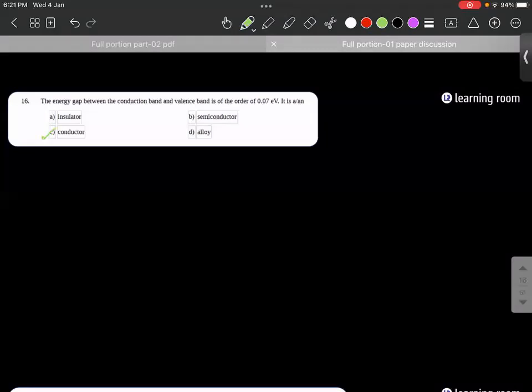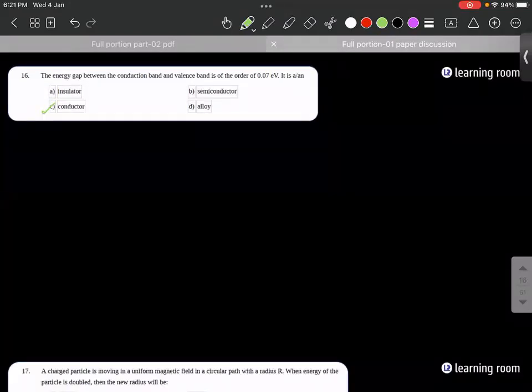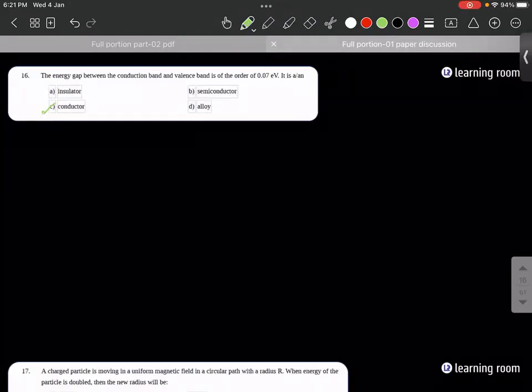It will be a conductor actually, because 0.7 electron volt comes for silicon, which is a semiconductor. It is 0.07 here, which is almost equated to zero. Hence it should be a conductor. I hope everybody has made a note of it. For germanium, it will be 1.1.